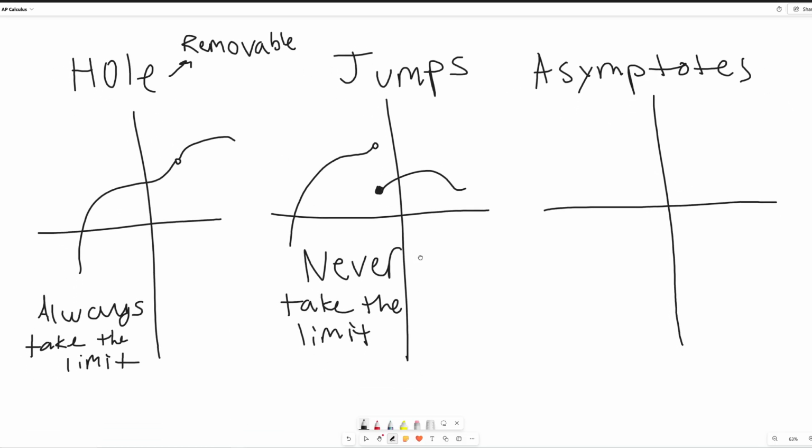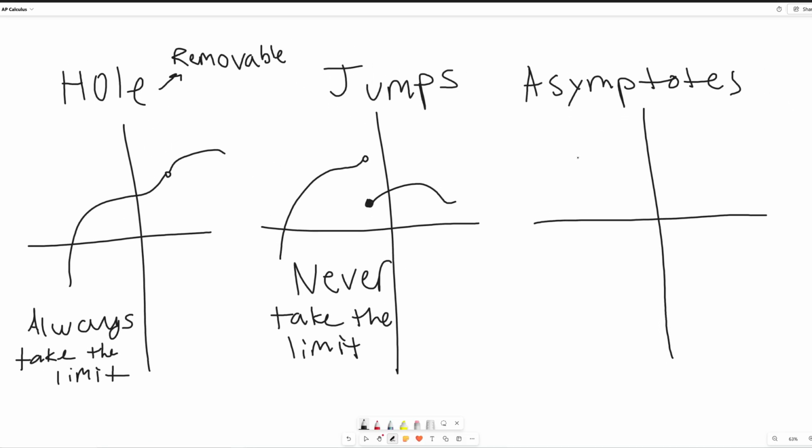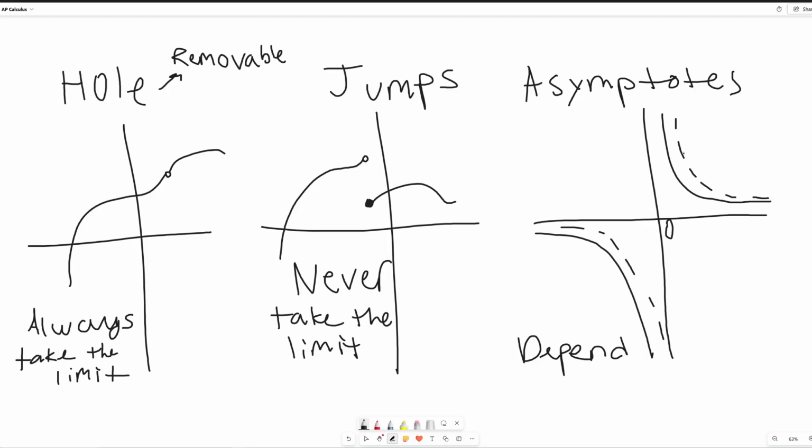Asymptotes, these are not removable either. However, these depend. I'll write that a little closer. They depend, and what do I mean by that? In this case, if you wanted to take the limit as x approached 0, you go from the left, you hit negative infinity. You go from the right, you hit positive infinity. That's not going to work.